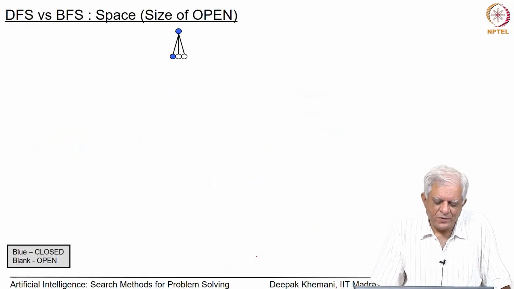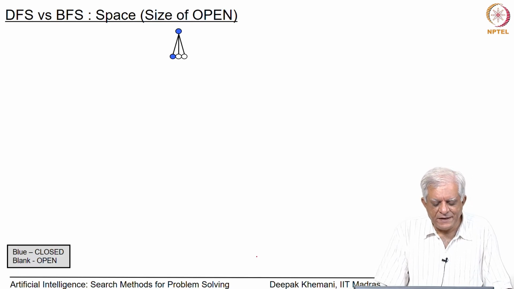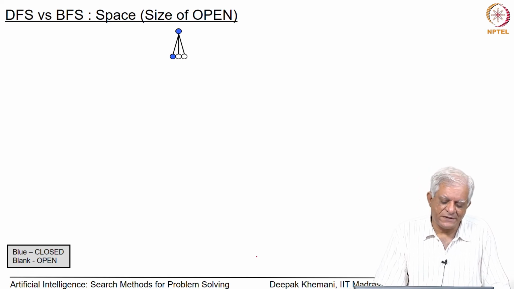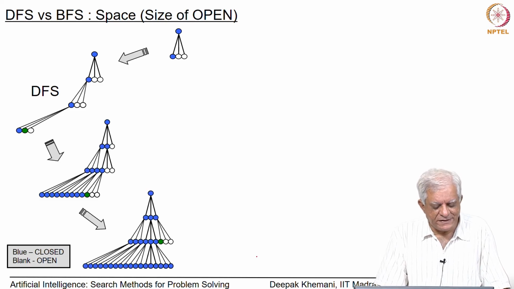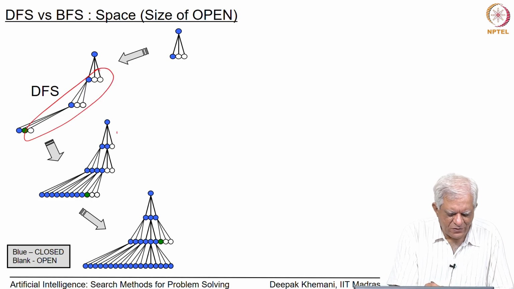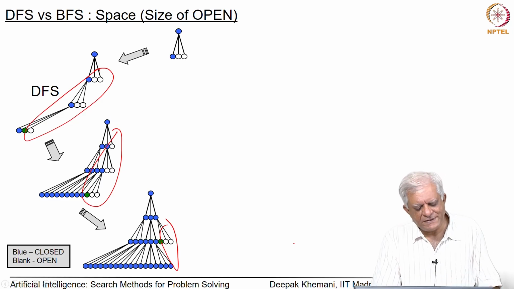What about the size of the open list? Because that is one criterion that we use for space complexity. We will look at this algorithm, and as you can see, the open nodes are depicted by the blank, uncolored nodes, and the blue nodes are the closed nodes. When depth first search proceeds, it generates nodes as it sweeps from left to right. You can see that the number of open nodes that it maintains is not growing very rapidly.